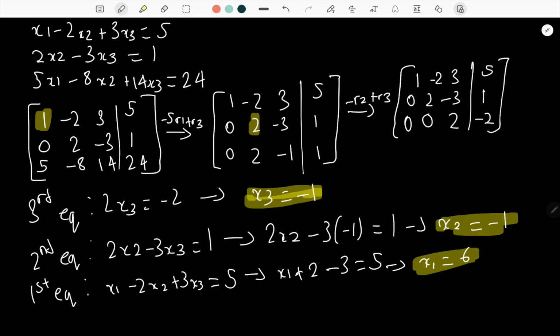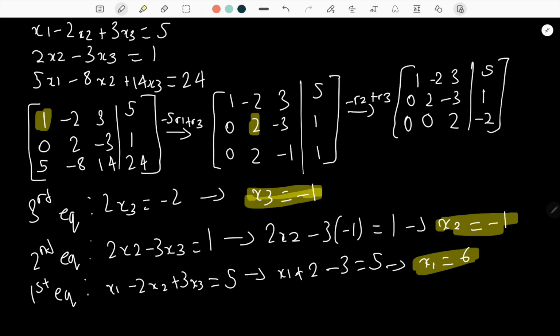Here we write the equations back into normal form. If we have 0, 0, 2, that basically means we have 2x3 equal to the right-hand side, which is -2. We solve for x3, which is -1. Then we go to the second equation, which is 0, so there is no x1, x2. So 2x2 minus 3x3 is equal to 1. We know from the last equation that x3 is -1, so we substitute it in there and solve for x2. And for the first equation it's the same thing.